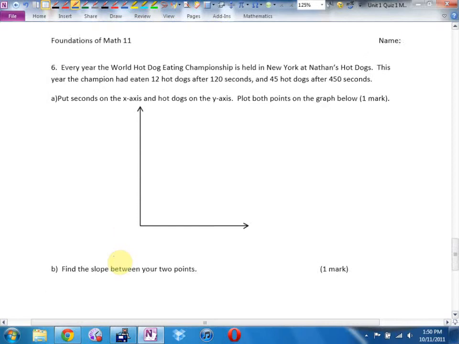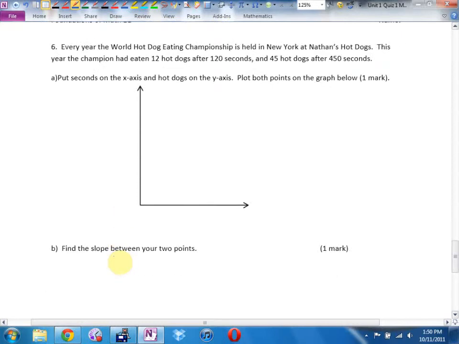Every year, the World Hot Dog Eating Championship is held in New York at Nathan's Hot Dogs. This year, true story, the champion had eaten 12 hot dogs after 120 seconds and 45 hot dogs after 450 seconds. We're going to graph time in seconds.